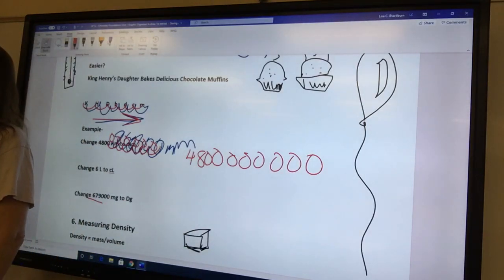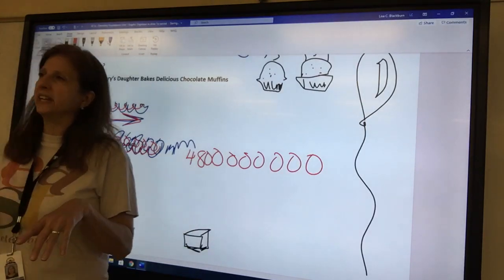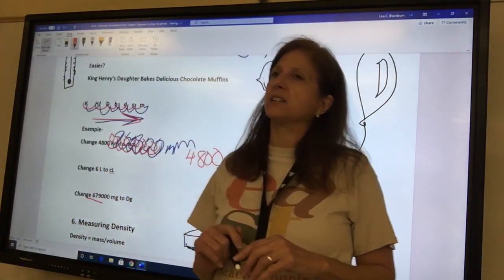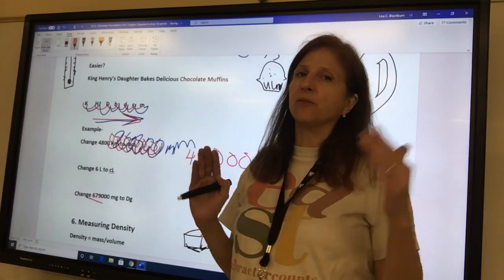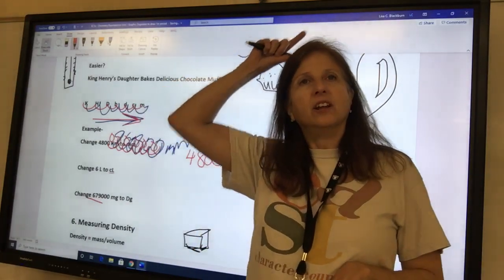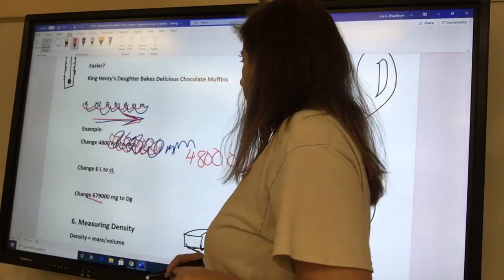Do you see how that's easier than doing the dimensional analysis? It's easier than setting up those railroad tracks. So if it's just converting from one metric unit to another, this is easier and faster. And I'm going to give you a worksheet tonight that you'll be doing that too.